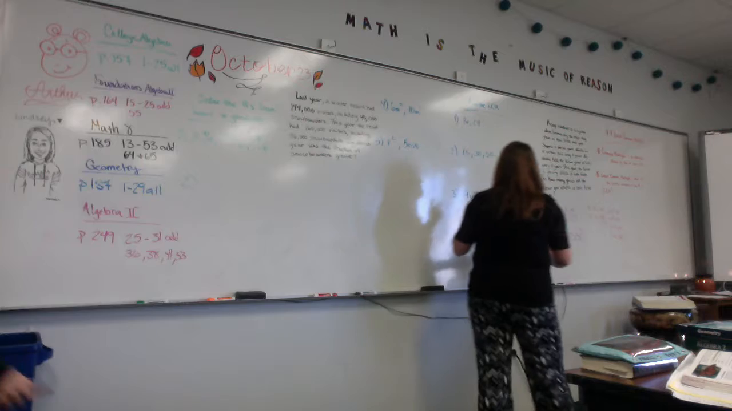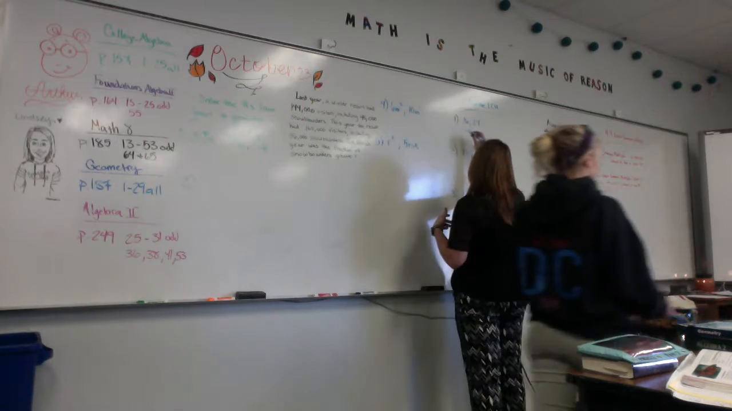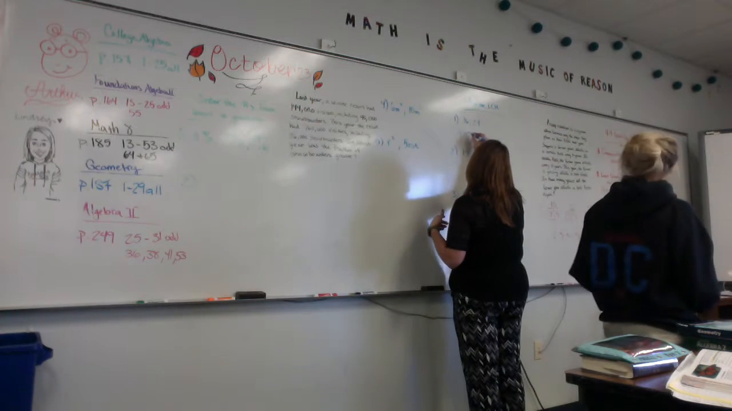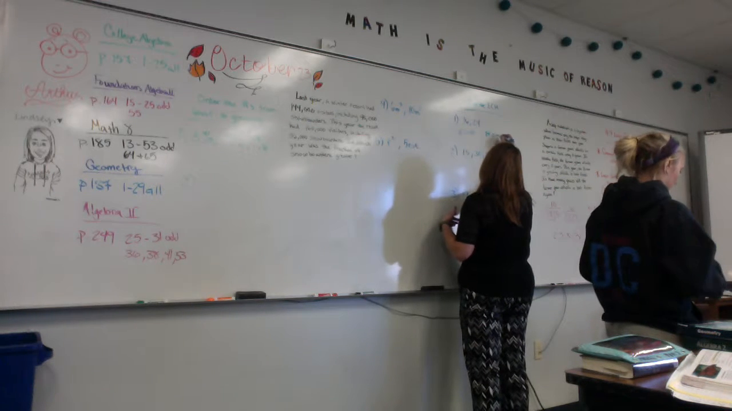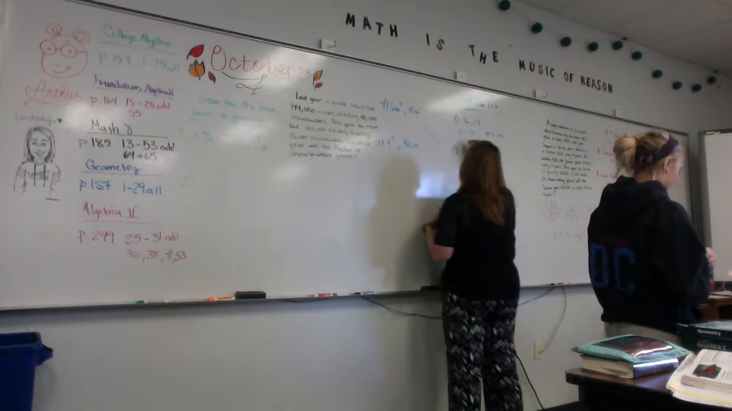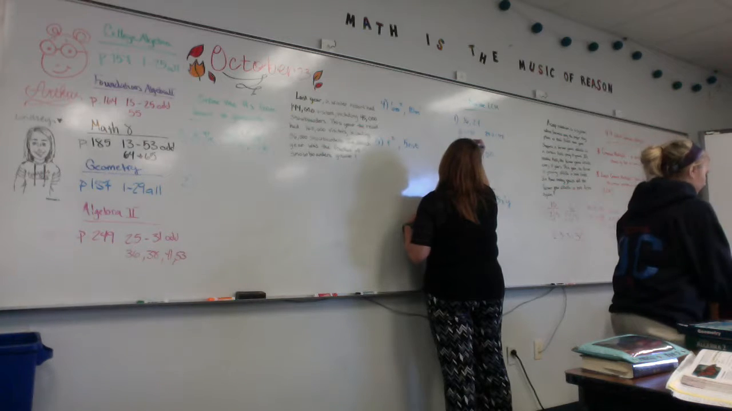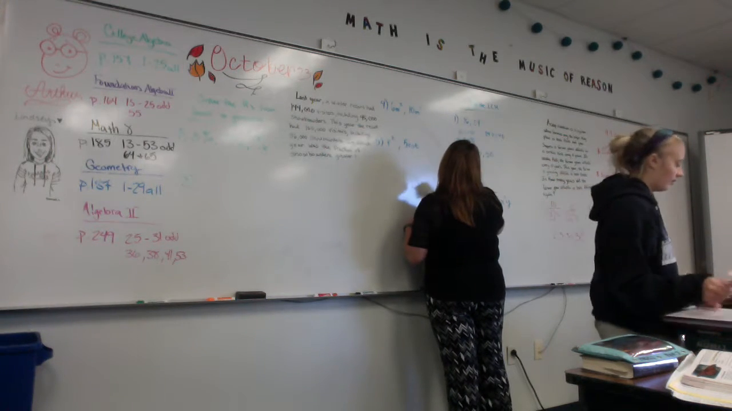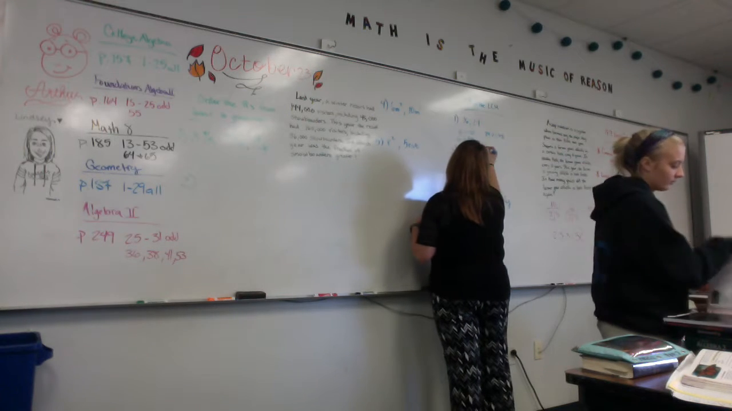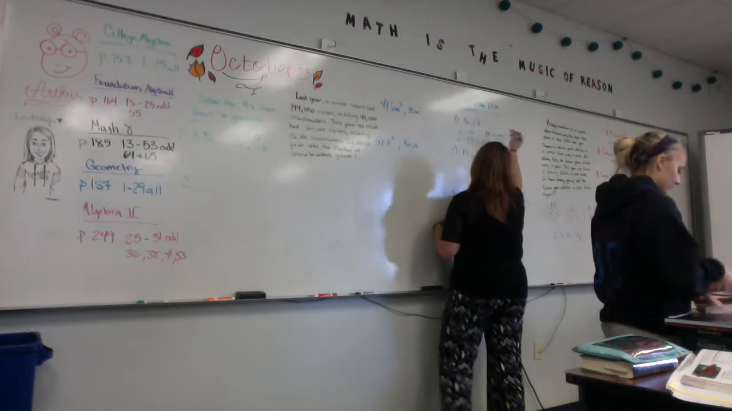What's 16 times 2? 32. What's 24 times 2? 48. Okay. What is 16 times 3? 48. So what is the least common multiple? 48.